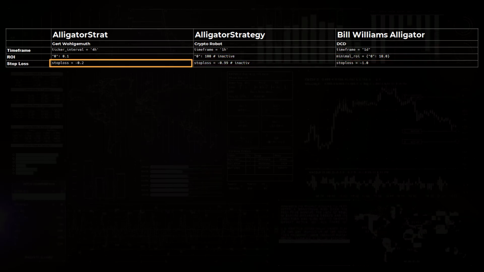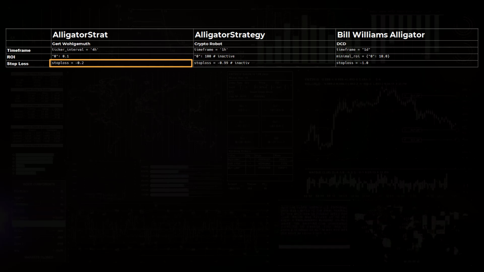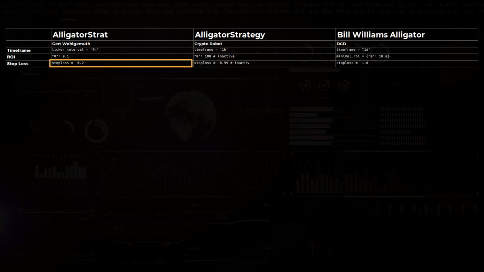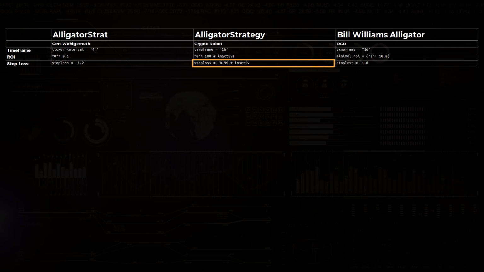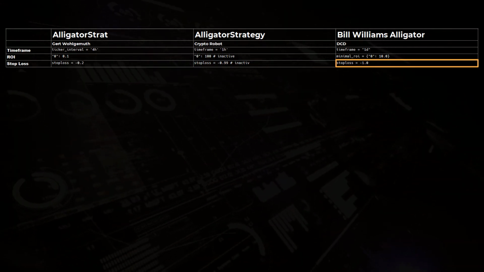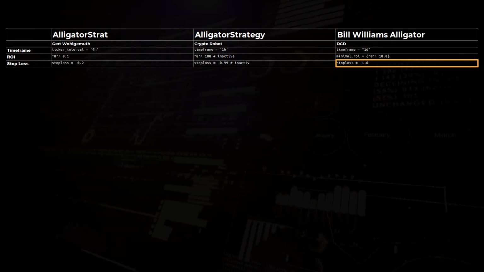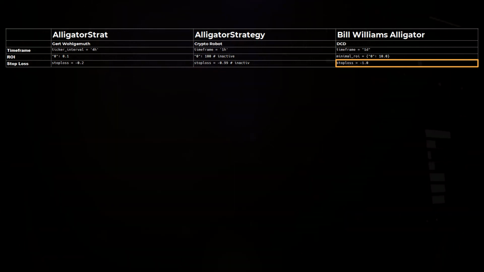The stop losses between these 3 algorithms are: alligator strat has a stop loss when it reaches 20% loss. The alligator strategy has a stop loss of 99%, which is the same as inactive. It doesn't work. And the Williams alligator strategy also uses a stop loss of -1. That means that technically the stop loss is not working in the strategy file.